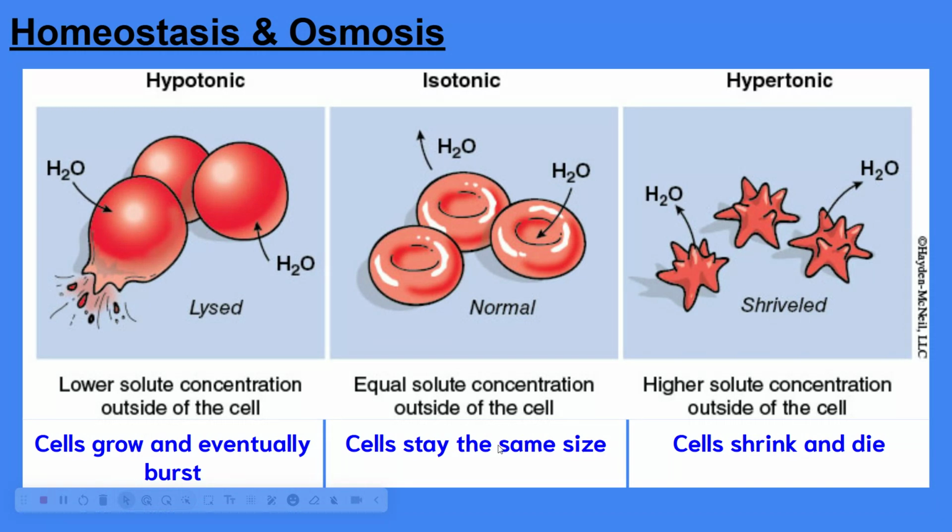Isotonic solutions mean that there is an equal amount of salt on the outside and inside. Even though water will go in, the same amount of water will go out, so cells are going to stay the same size. In hypertonic solutions, there is more salt on the outside of the cell. Because water follows salt, water is going to go out of the cell. This means that the cells are going to shrink, and that also can cause cell death. So there we have it with homeostasis, osmosis, and cell transport.